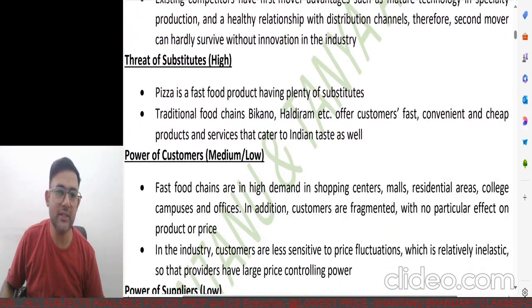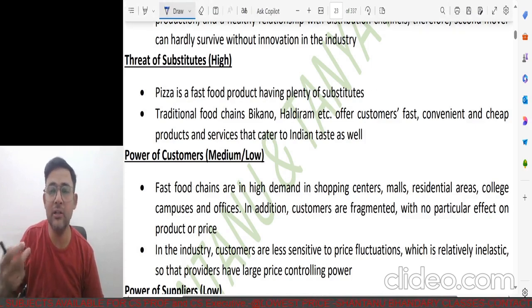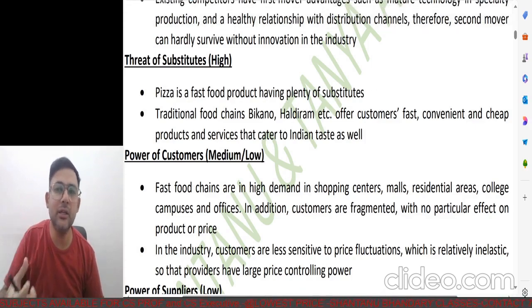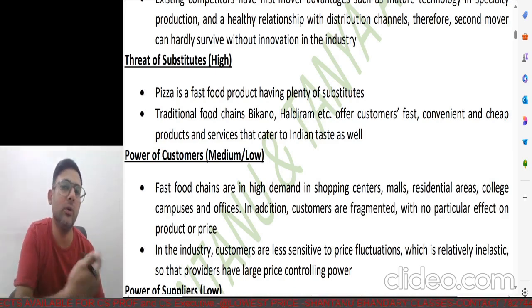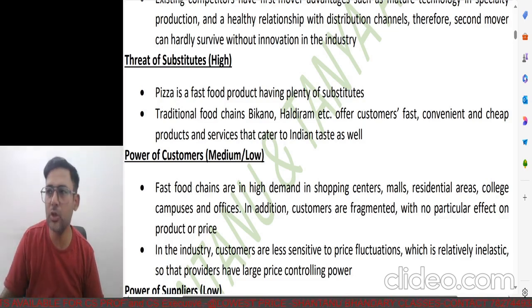Threat of substitute, I'd say, is very high, because if you want pizza and you don't have it available, there are alternatives. For example, in India, if you went to Haldiram or Bikanos, the fast food chains mentioned here, you see on their menu, even Haldiram was supposed to be a namkeen making company. Slowly and gradually, they went into sweets, then they opened restaurants, and slowly and gradually they went into Indian, then maybe South Indian, and now Italian food as well. So all I'm trying to say here is that the threat of substitute is high.